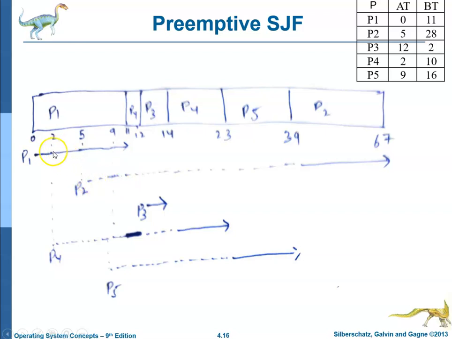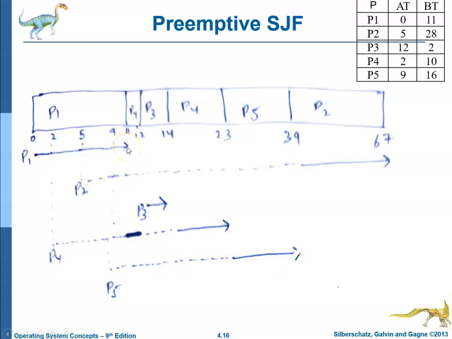For example, here P4 came into the system at time 2 and it had to wait for the CPU. So that is depicted using a dotted line till 11. Similarly, P2 came at 5 but it did not get the CPU. Depict that using a dotted line till 11. P5 came at time 9 but it did not get the CPU. Depict that using a dotted line till 11. Now we are at this point.